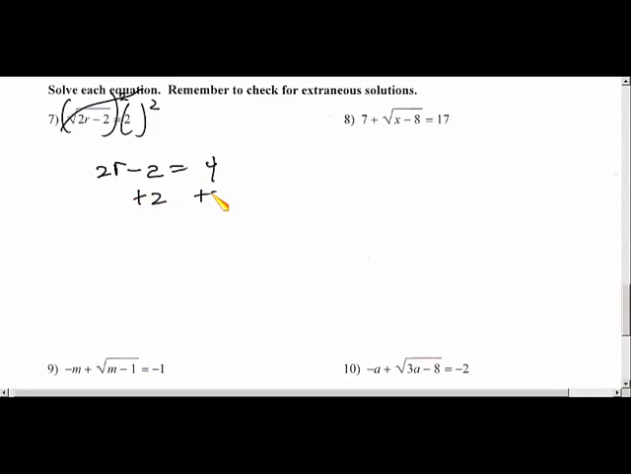Then I'm just going to add 2 to both sides, giving me 2r equals 6. Now I divide by 2, and I get r equals 3 as my solution.